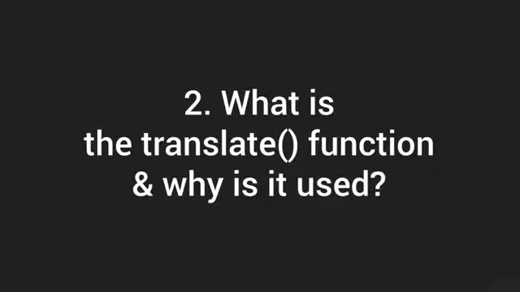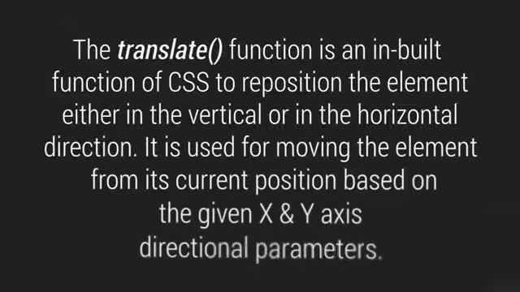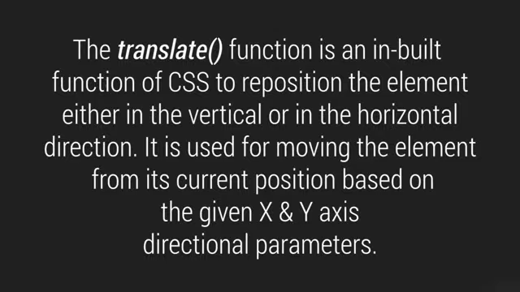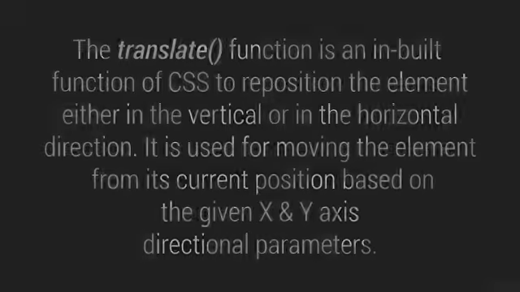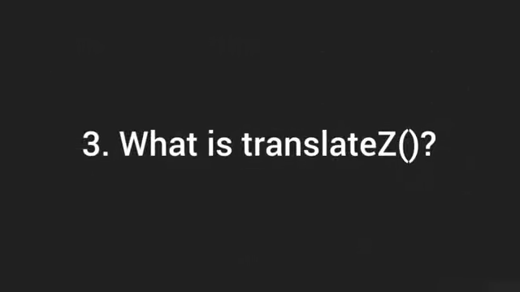What is the translate function and why is it used? The translate function is an inbuilt function of CSS to reposition the element either in the vertical or in the horizontal direction. It is used for moving the element from its current position based on the given x and y axis directional parameters. The third question is, what is translate z?